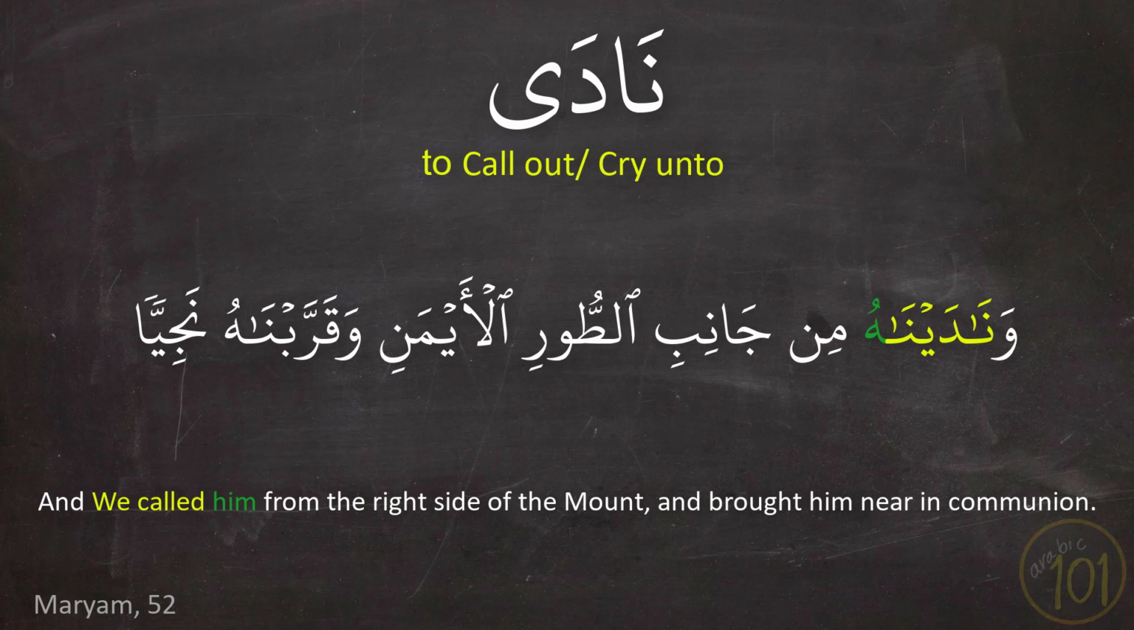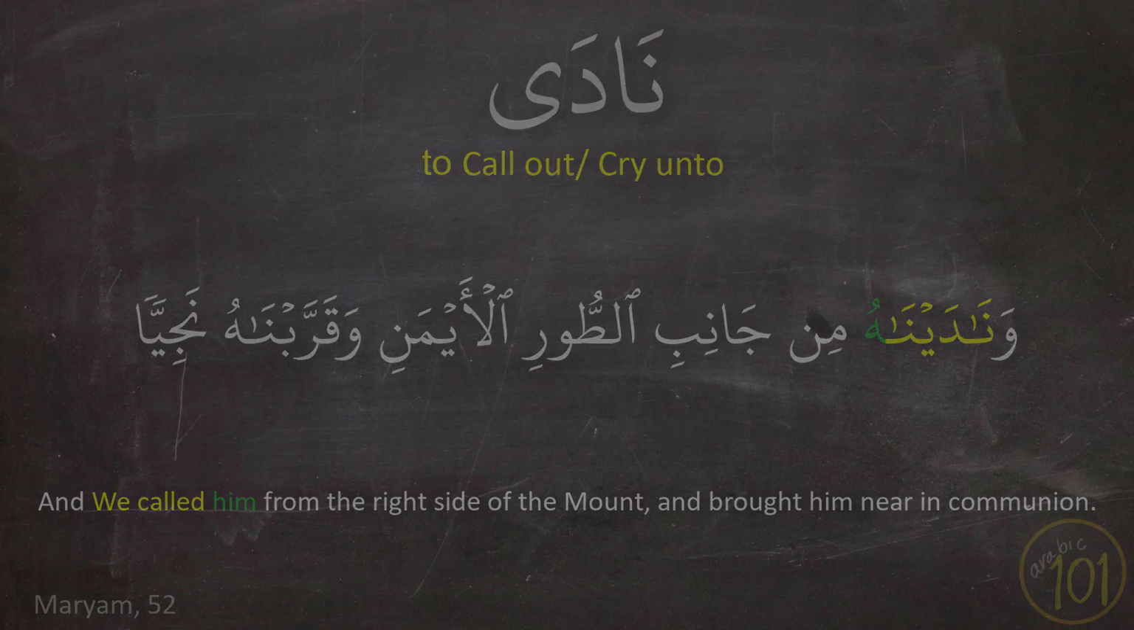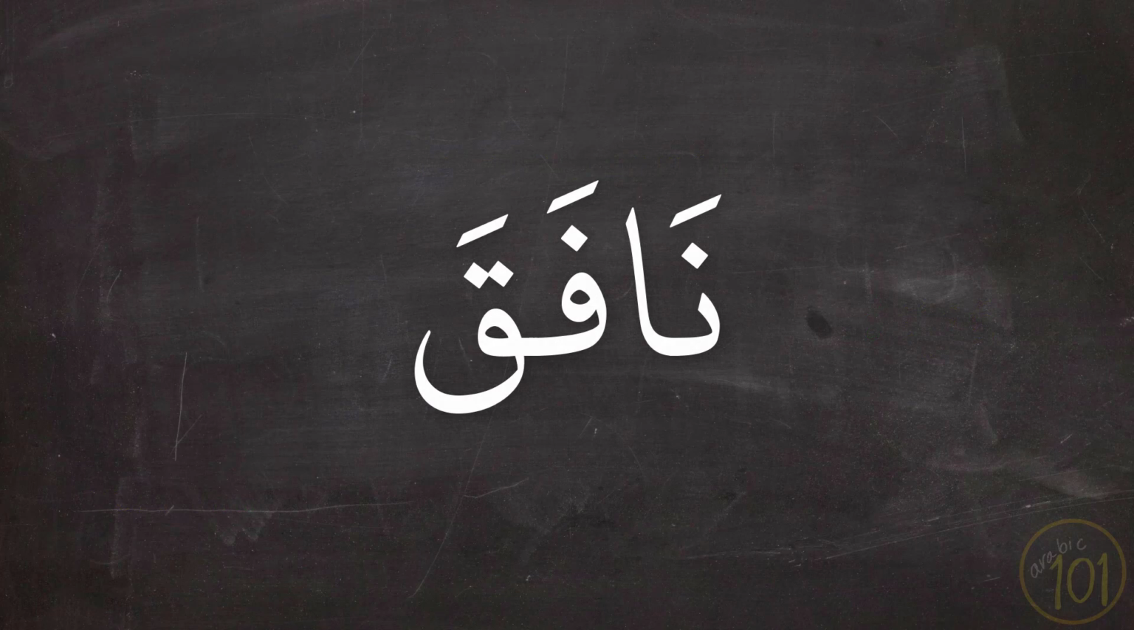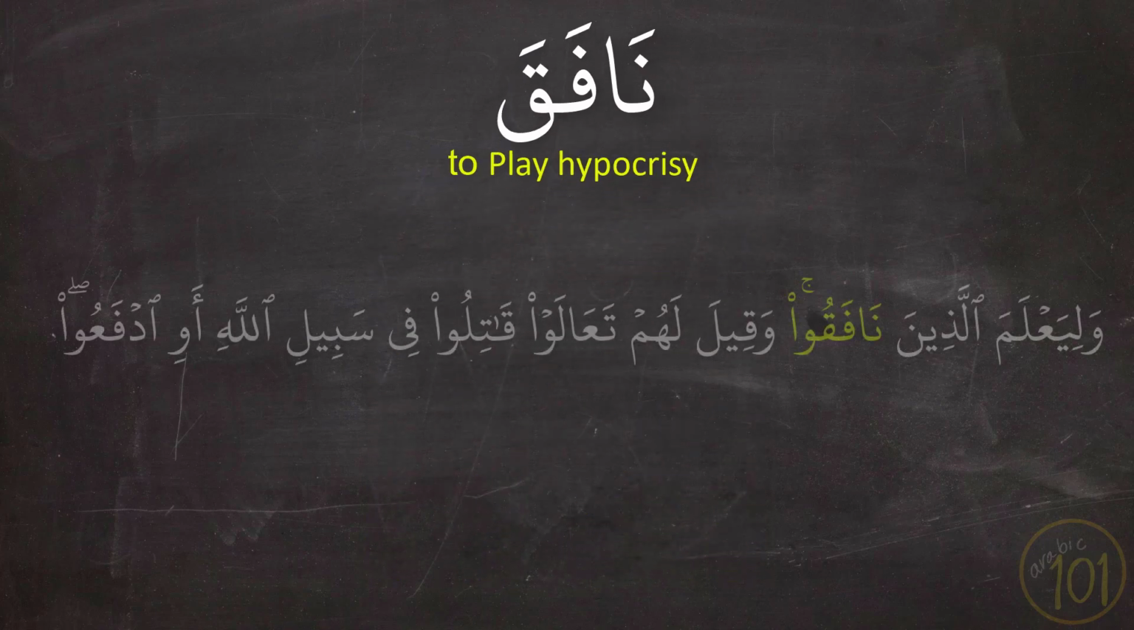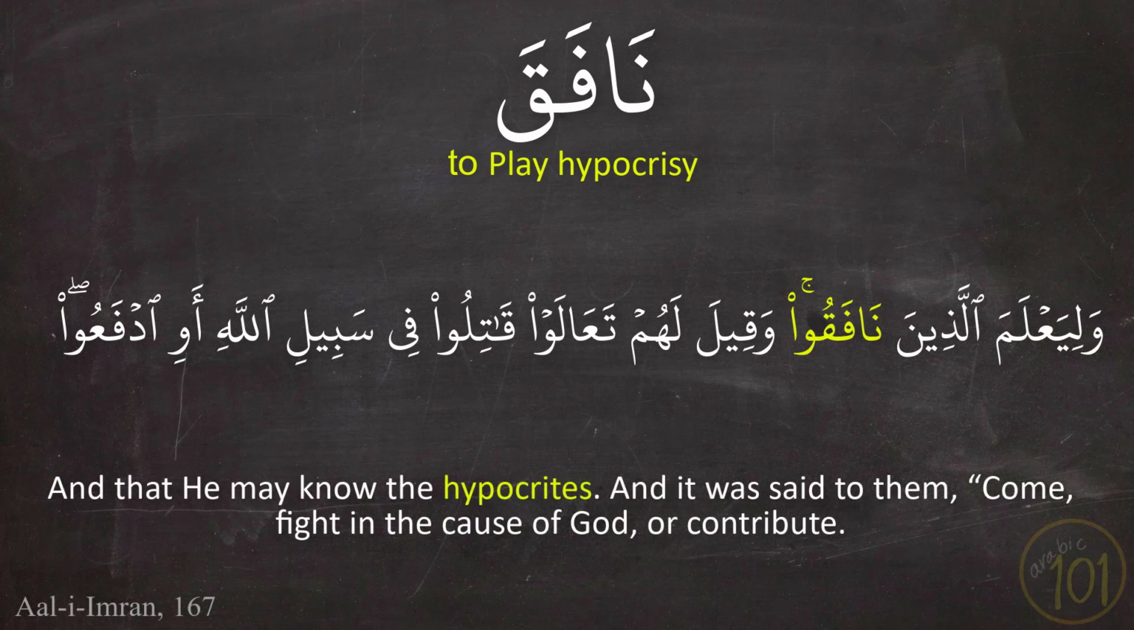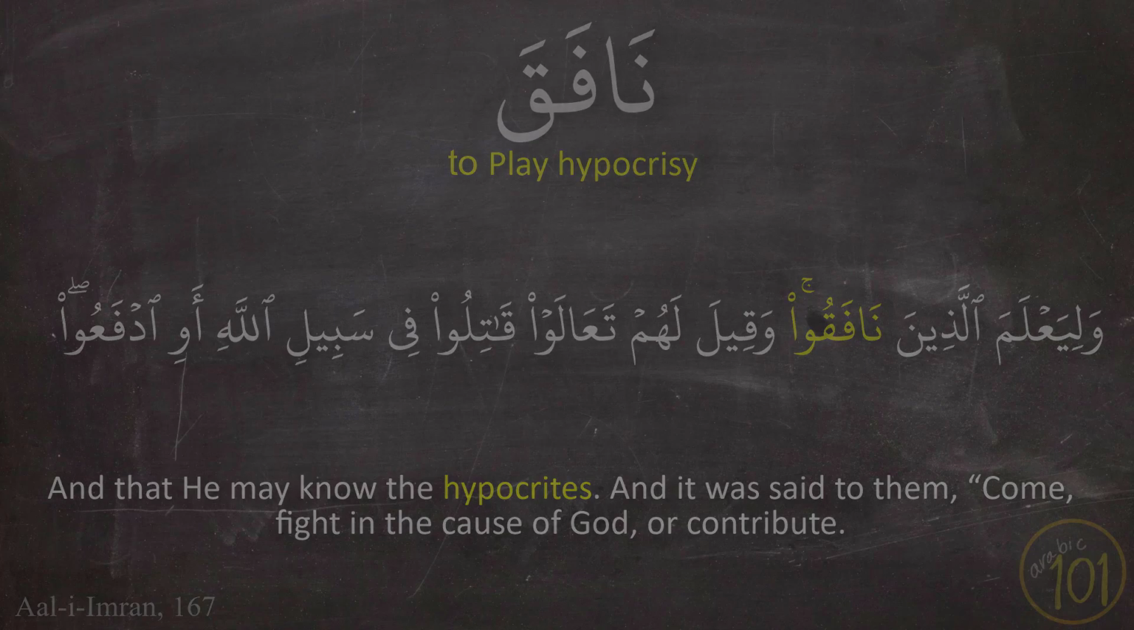وَقَرَّبْنَاهُ نَجِيًّا. The next verb is نَافَقَ, which means to be a hypocrite or to play hypocrisy. We see it used in this example. وَلِيَعْلَمَ الَّذِينَ نَافَقُوا وَقِيلَ لَهُمْ تَعَالَوْا قَاتِلُوا فِي سَبِيلِ اللَّهِ أَوْ ادْفَعُوا.